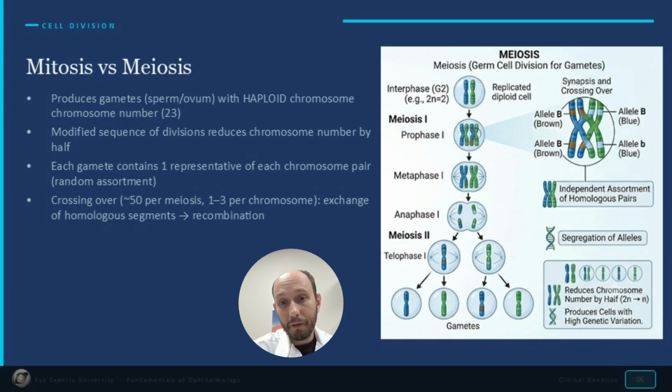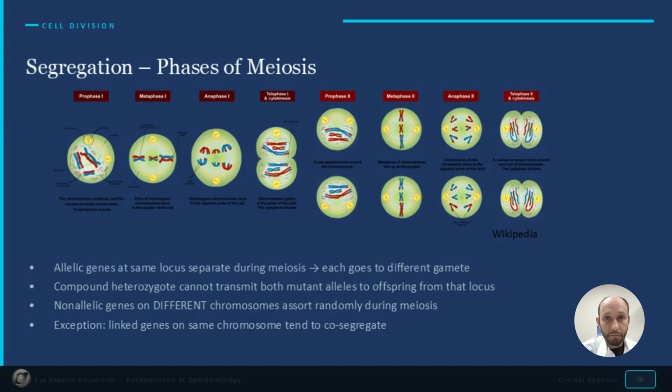So each gamete represents only one of each pair, but because of random assortment, it's variable. So each gamete is unique in itself, which is very different from mitosis, where everything eventually is the same. The number of crossovers of genes and alleles is about 50 per meiosis and 1 to 3 per chromosome. So there's a very large number of recombinations going on when the gamete cells are created.